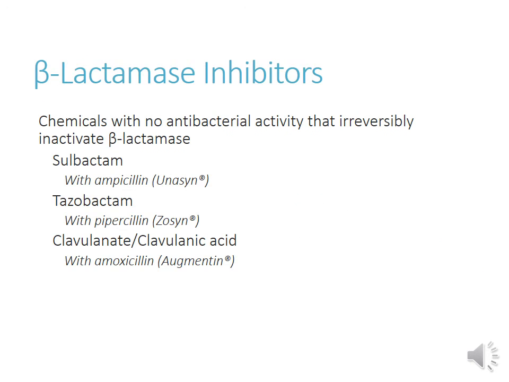Okay, so what are some ways that we can overcome beta-lactamase? Beta-lactamase inhibitors, right? Try to keep it pretty straightforward as far as naming things. Now, these inhibitors basically have no antibacterial function themselves, but what they do have the ability to do is tie up beta-lactamase and prevent it from getting to the actual effective molecule, right? So there are three main ones you're going to see. One being sulbactam, you have tazobactam, and then you have clavulanate, or clavulanic acid. Basically, two names for the same thing, right?